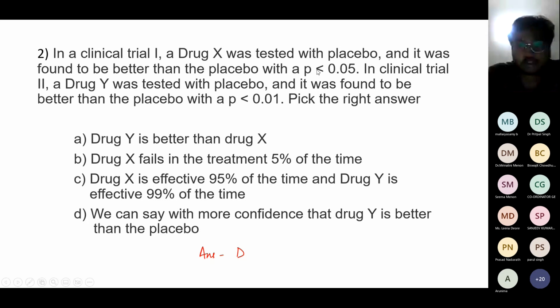Here we are given that the p-value is less than 0.05, but we are not told that the p-value was equal to 0.05. If you had said that the p-value is equal to 0.05 here and equal to 0.01 here, we could have said that drug X is effective 95% of the time and drug Y is effective 99% of the time. In this case, the p-value for drug X can be 0.03, in which case it will be effective 97% of the time. But we don't know whether the p-value is 0.03 or something else, so we cannot make this statement.